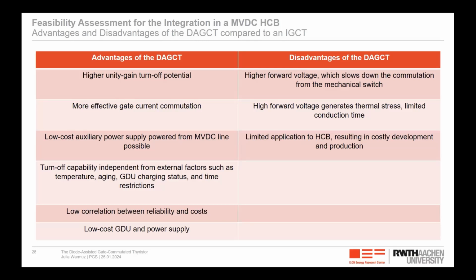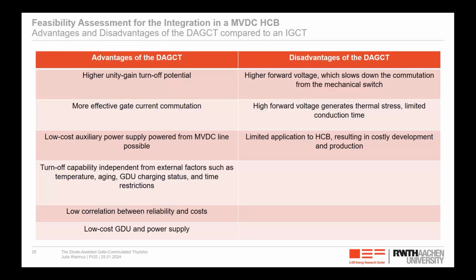And therefore we also have a low correlation between reliability and cost, because of course we can get rid of all these factors in an IGCT, but then we increase the cost because we use a larger capacitor bank, or a more advanced power supply. So we have advantages regarding costs, because in the IGCT we have a more expensive GDU and power supply. Of course, we also have disadvantages, and one is the high forward voltage of the diodes.